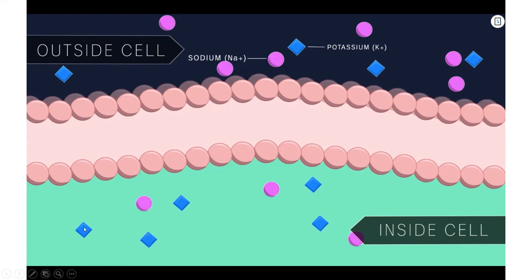Here you can see that potassium ions are denoted by blue squares, while sodium ions are shown by purple circles. You can see that sodium ions are more on the outside of the cell. The portion which is dark blue is outside of the cell, and the portion which is green is inside, that is the axon. So the blue part is outside the axon, and the green part is inside the cell. Yes, sodium ions are more on the outside, and potassium ions are more on the inside.